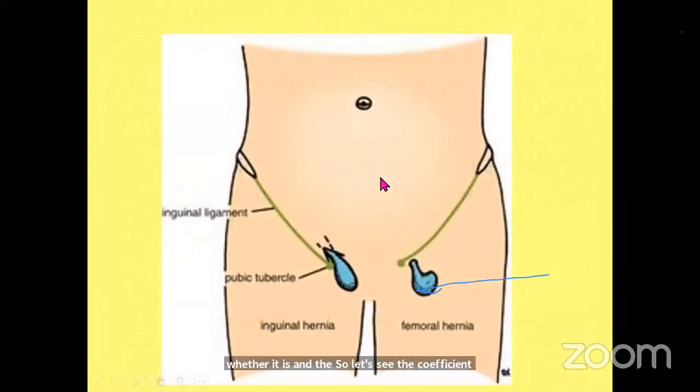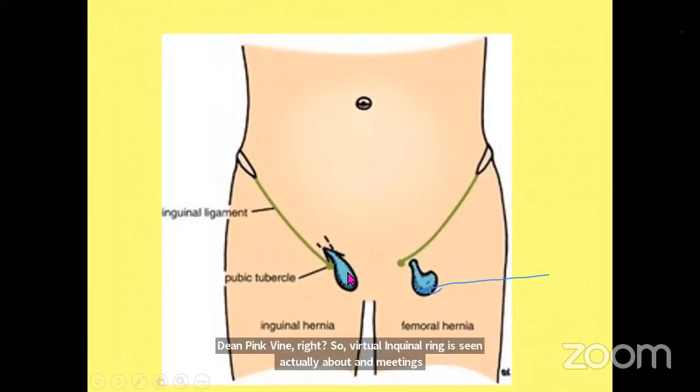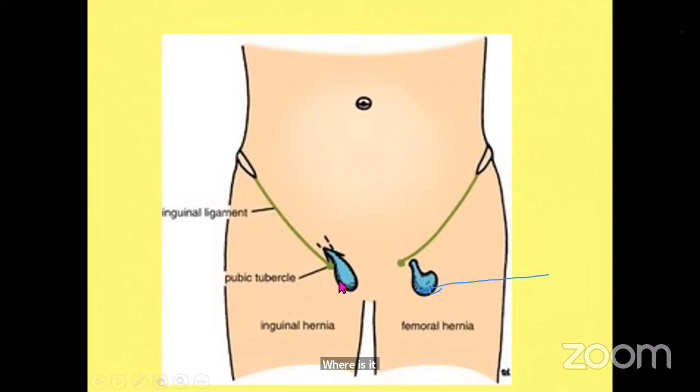You have the pubic tubercle here, and any swelling above and medial is actually coming out through the superficial inguinal ring. You have two rings between the canal: the superficial inguinal ring as well as the deep inguinal ring. The superficial inguinal ring is seen above and medial to the pubic tubercle. Okay, so this is a case of indirect inguinal hernia.